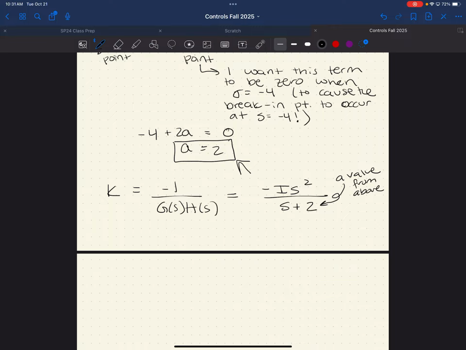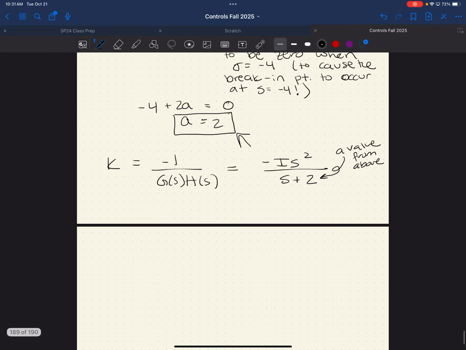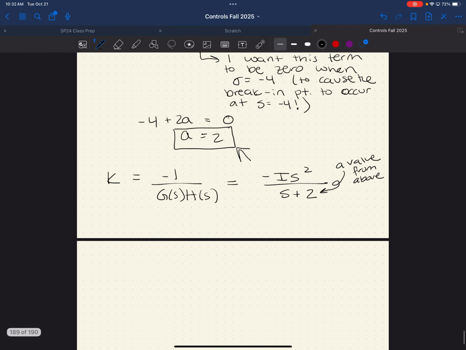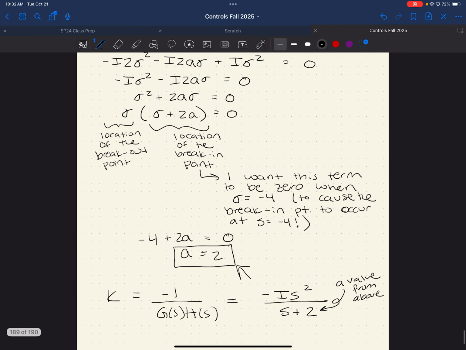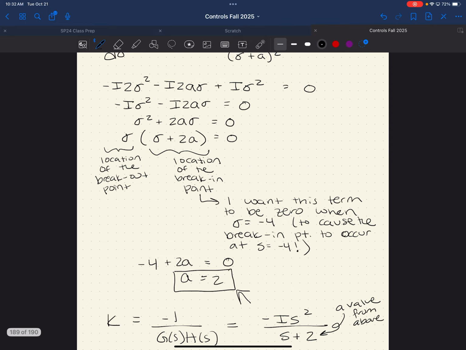Jerry, could you explain where we got the -4 plus 2a? I know -4 is the root you want, and the 2a is from, I see, okay, the location of the break-in point. Yep. We're trying to force that break-in point to happen at that particular value of s, which is a real value of -4. Thank you.